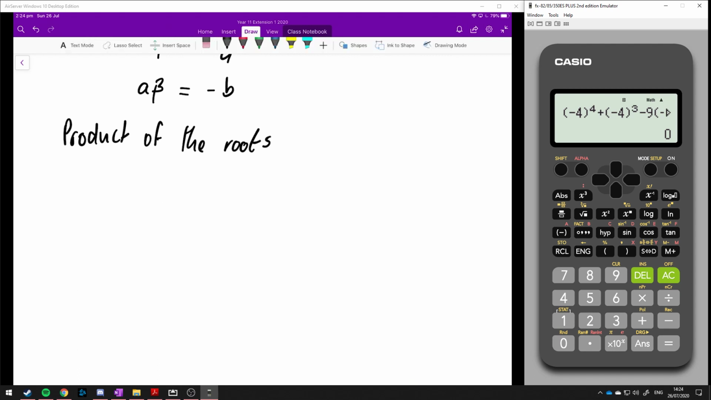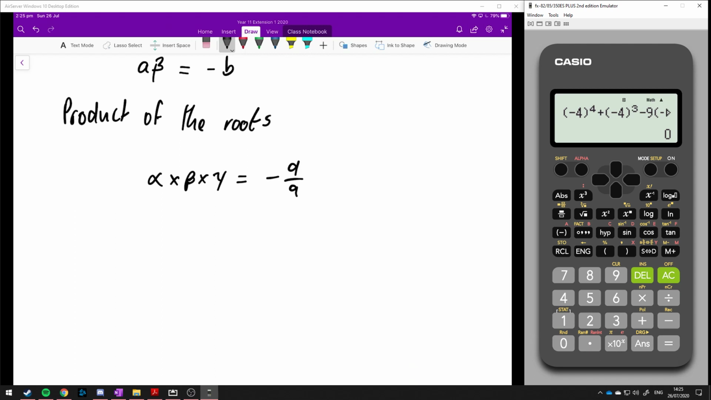The product is alpha times beta times gamma is equal to, in this case, minus d on a, okay? Remembering that gamma, in this case, is a second alpha, it's just the opposite, so it's going to be alpha times beta times negative alpha, which is equal to negative d on a. Okay, alpha times negative alpha is negative alpha squared, with the beta sitting there too. That's equal to minus d on a.